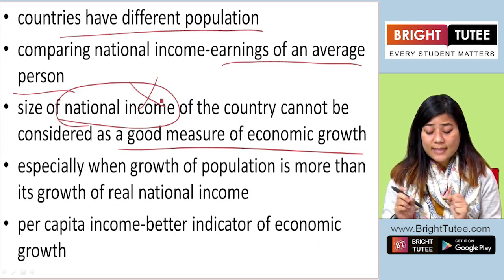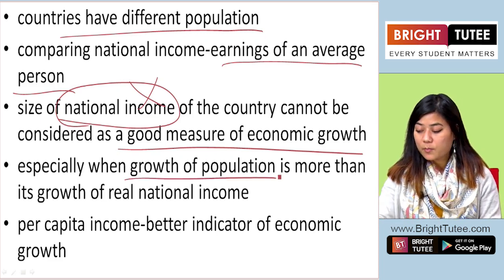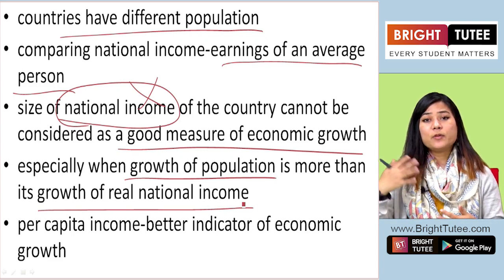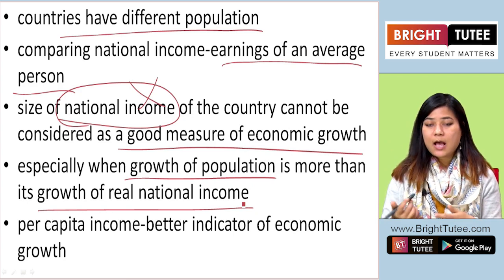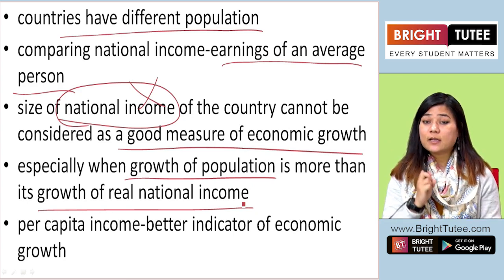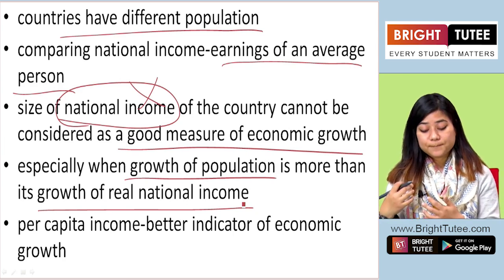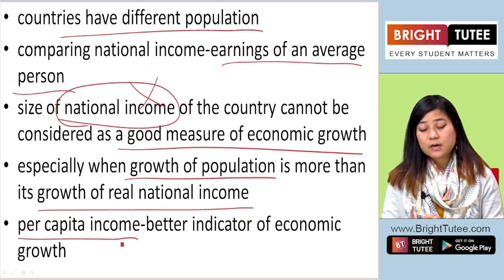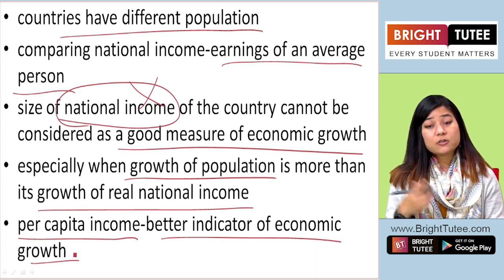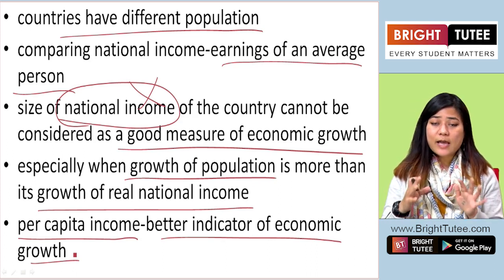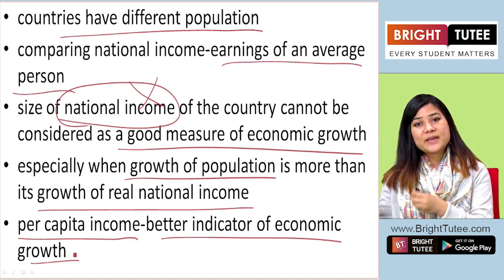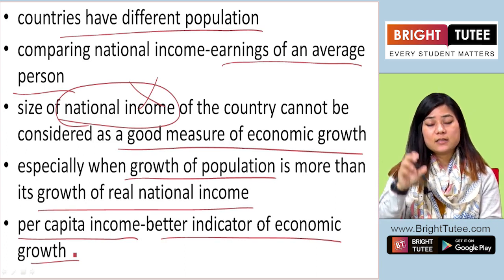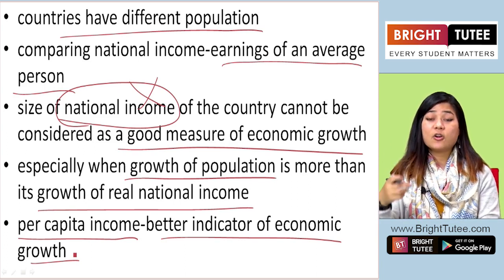Especially, it cannot be used when the growth of the population is more than the growth of real national income. If the population keeps on growing but the income does not, how do we get the correct calculation for the national income? We do not. So that is why per capita income is the better indicator of the economic growth of any country. When we look at per capita income, we get a better idea of how developed or underdeveloped the country is.